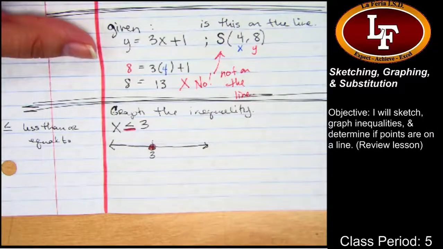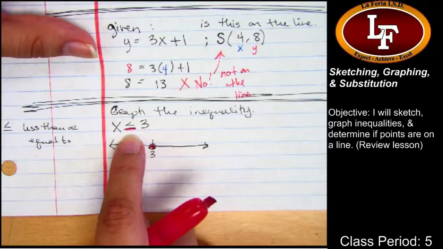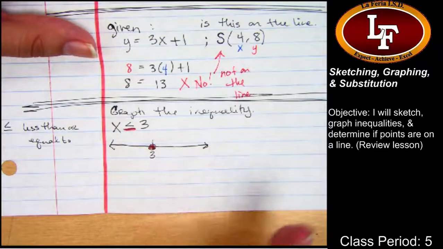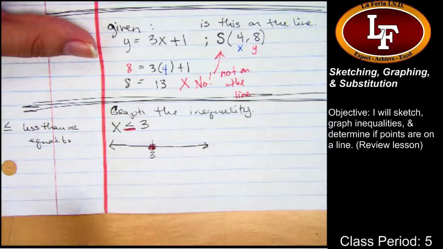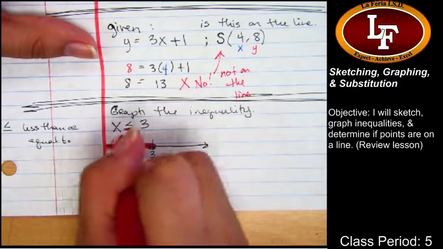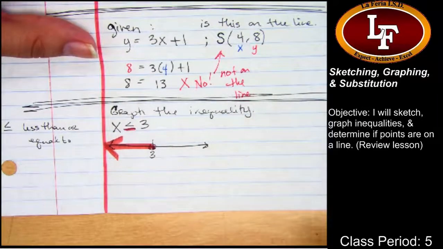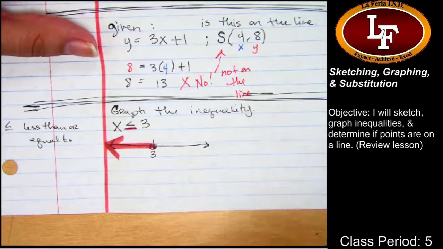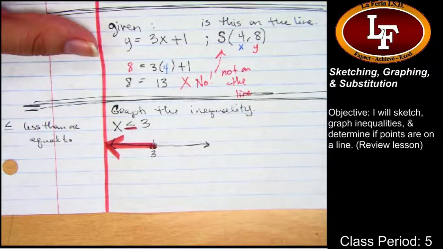Now, do I color everything on the left or on the right? The symbol says less than, and it's a kind of weird question sometimes, right? It asks for less than, so it's everything to the left. So, like that. And I made the arrow really big to make it clear. It just keeps going. It's all of those numbers.